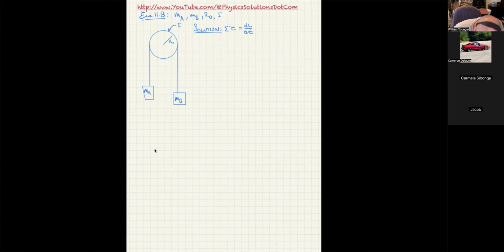So we're going to imagine, for instance, that this whole system is moving up with some specific speed v there, and that of course means that this one's moving down with a speed v. Since the rope is probably not slipping along the edge of the pulley, we could also say that this pulley has an angular velocity omega given by v over r that points that way as well. So that's something we can work with.